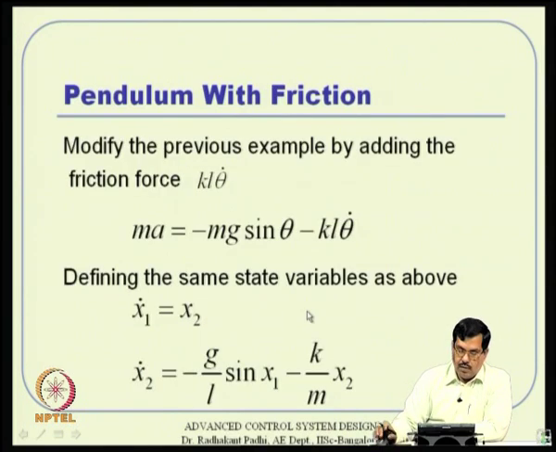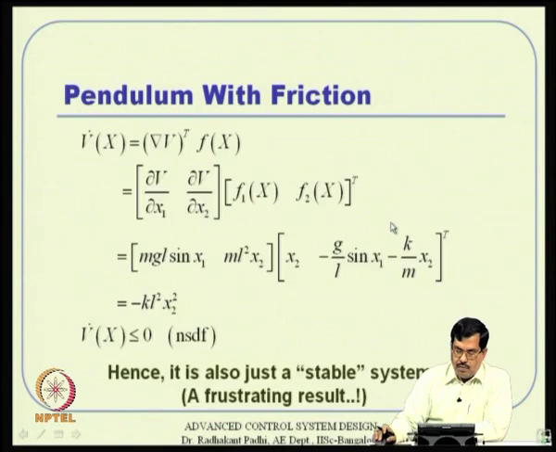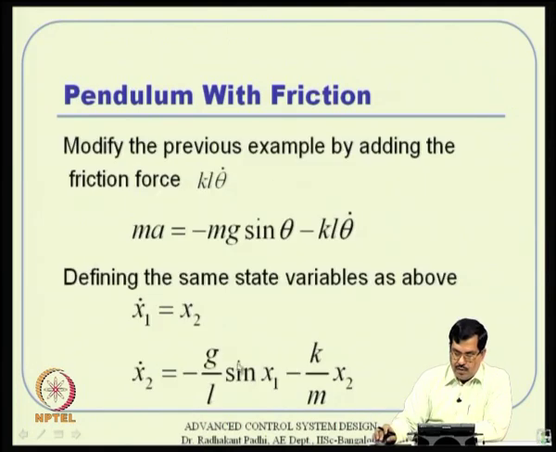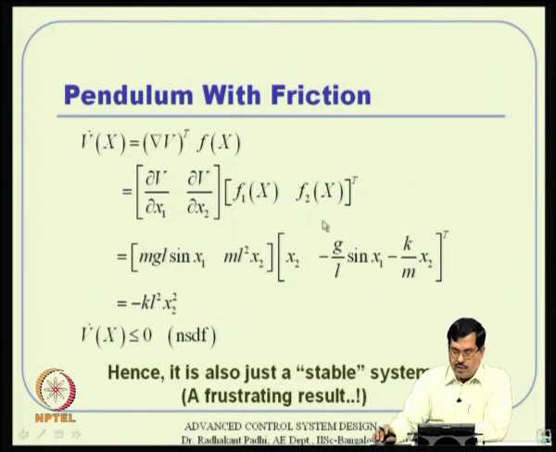All right. What about with friction? Because with friction we know for sure that the pendulum is going to come to 0. Now, are we able to show that? So, we have to modify the system dynamics and say, I have got a kL theta dot term now here. If you carry out the same analysis, you will have an additional term, which is a friction term, minus k by m x2. Start with the same analysis, same algebra, and you are left with this expression.